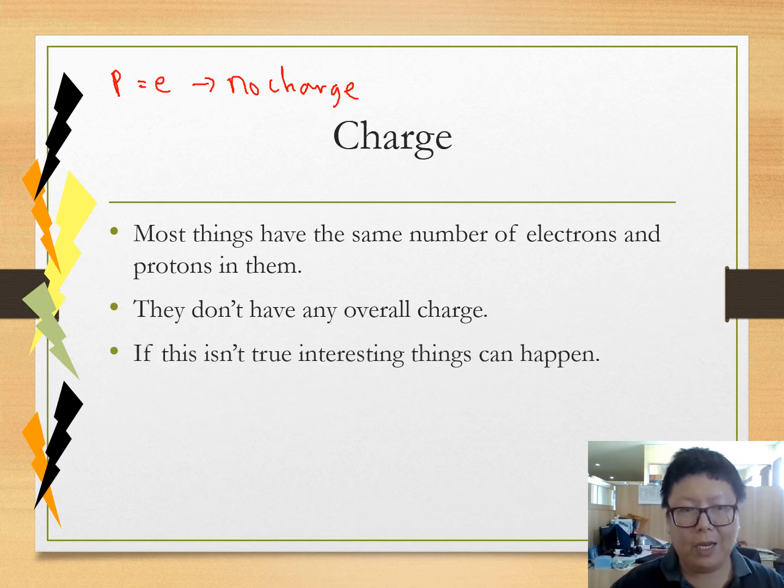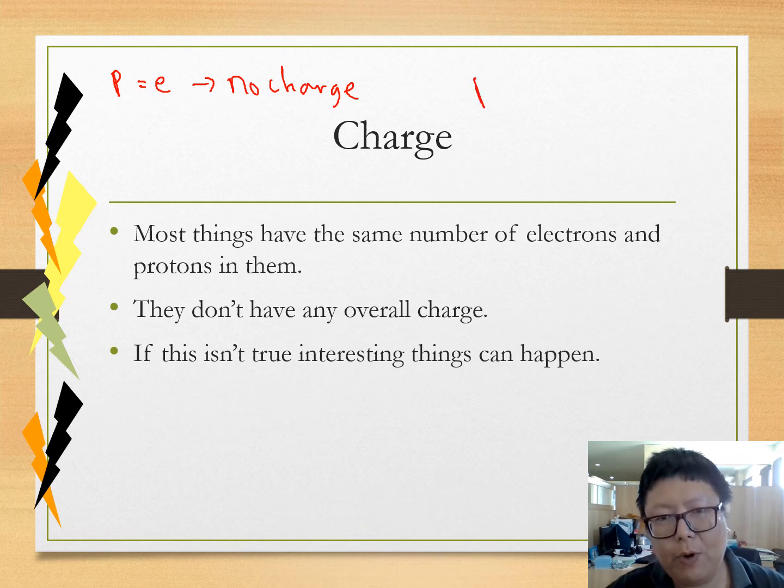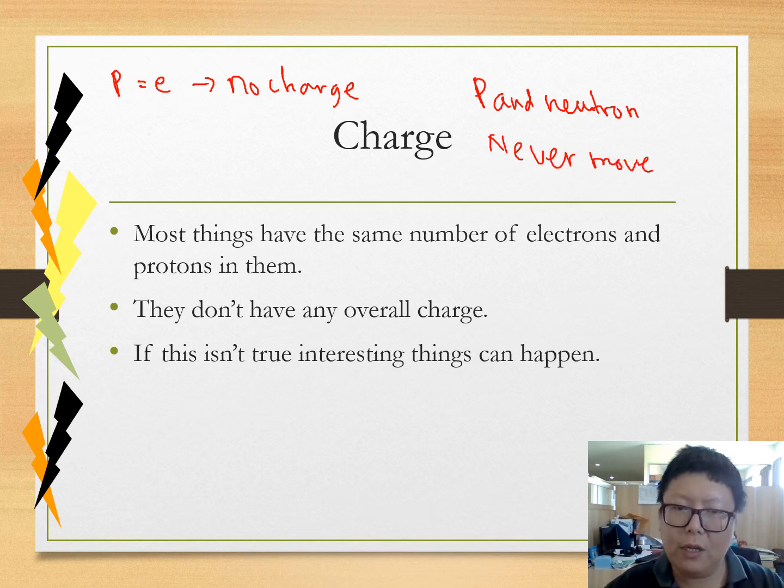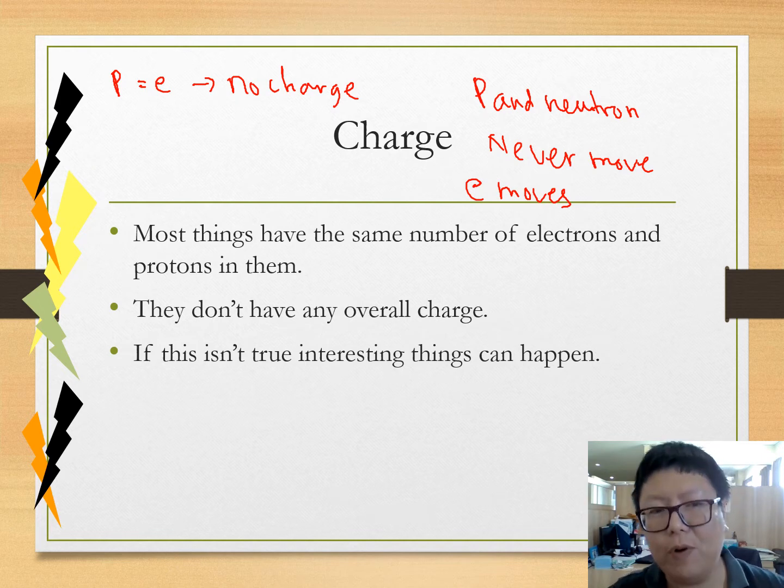And how about if it's a positive or negative charge? You have to remember one thing, guys. Protons and neutrons never move. Why? Because they are located in the nucleus. There is a strong attractive force that holds the protons and neutrons in those positions. So the only ones that can move are electrons. If electrons move, meaning the negative charges move, it can create positive and negative charge.